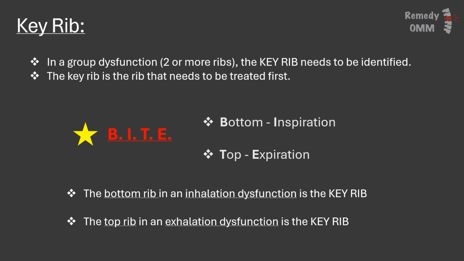You need to know the mnemonic BITE, B-I-T-E. This stands for bottom inhalation, top exhalation, which means that the bottom rib is the key rib in an inhalation dysfunction and the top rib is the key rib in an exhalation dysfunction. So in an inhalation dysfunction, the bottom rib needs to be treated first and vice versa. Let's look at a very basic example.